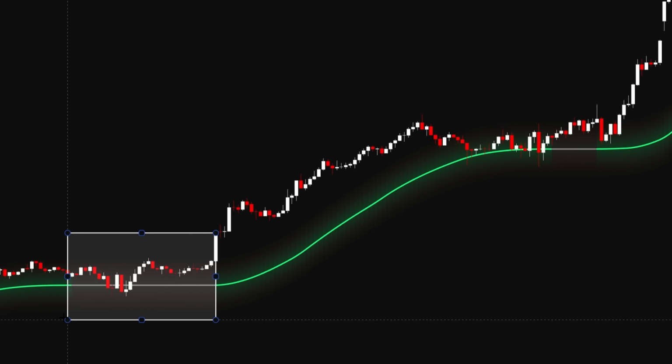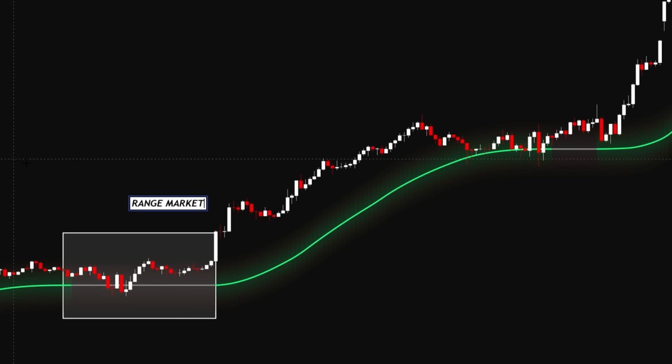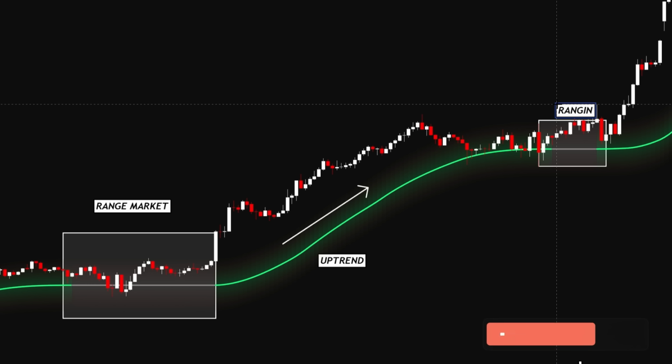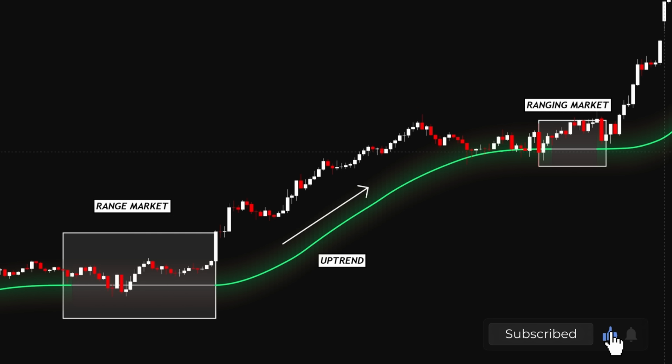Here, price is moving, but nothing meaningful is happening. This is what range looks like before losses pile up. Now compare that to this section. Price starts respecting direction. Pullbacks make sense. Moves actually follow through. And here's the important part. This indicator reacts to short-term behavior. That's powerful, but it's also dangerous.